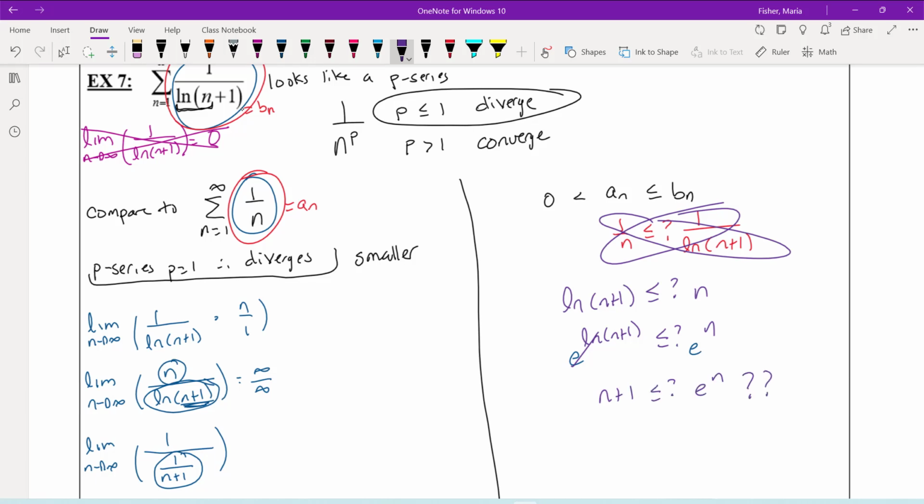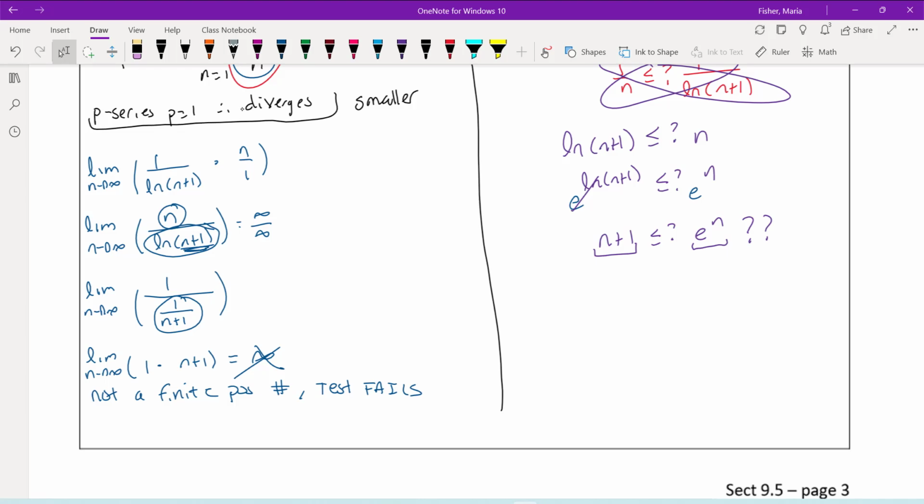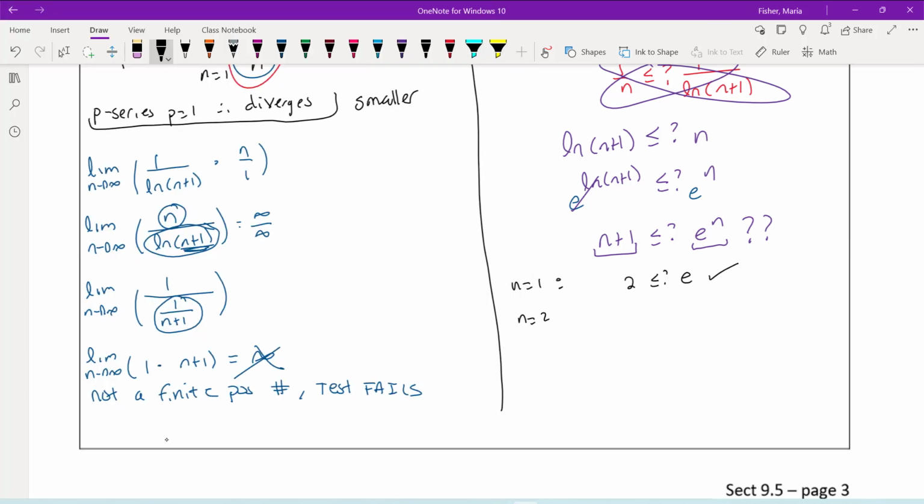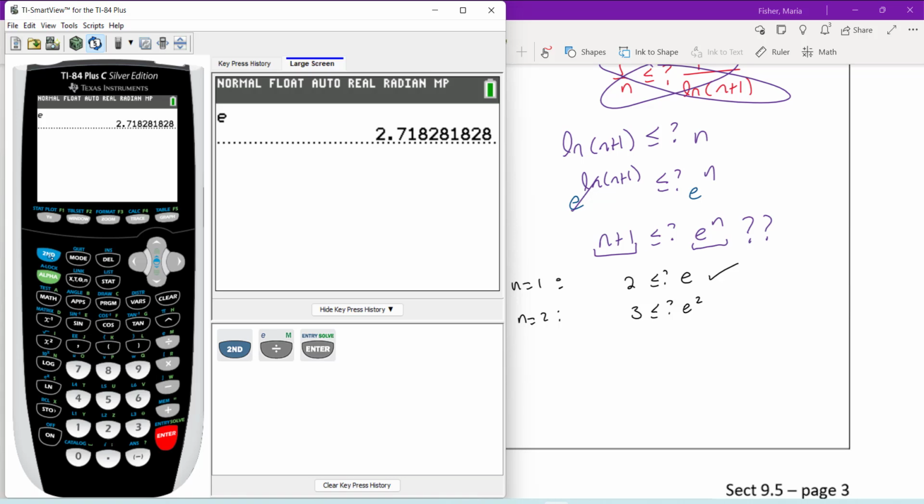Is this true? Well, this here is an exponential function, and this here is a polynomial. Exponential functions are larger than polynomials. If we're unsure, let's just plug in a few numbers just to show that this is true. When n is equal to 1, we'd have 2 less than or equal to e, which is approximately 2.71. Is 2 less than or equal to 2.71? Yes. When n is equal to 2, we'd have 3. Is that less than or equal to e squared? Yes, because e squared is 7.4.